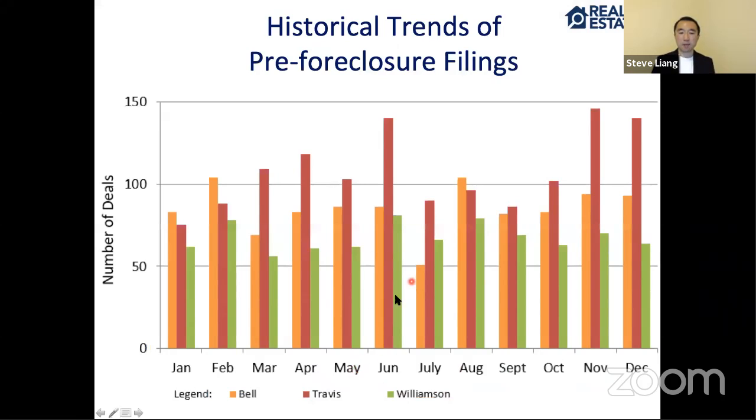We're seeing May and June. June pops up quite a bit, and now we're seeing another spike in November and December. So those are the trends that we're looking at.